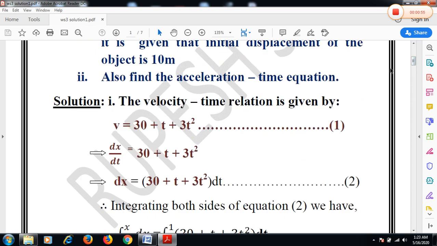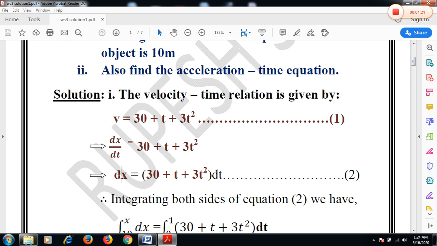So the velocity-time relation, as given, is v equals 30 plus t plus 3t square. So we have dx/dt equals 30 plus t plus 3t square, and so dx equals (30 plus t plus 3t square) dt. Okay.